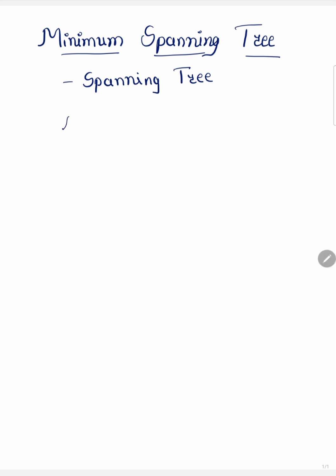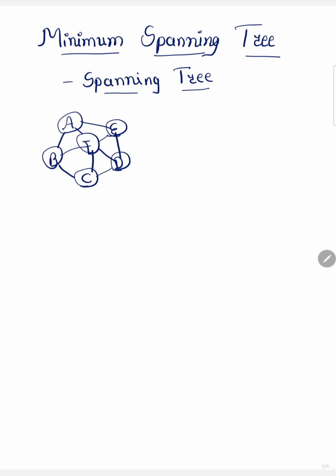So let us say I'm having this graph, and all the vertices are connected to each other. So this is my undirected graph, right? If I talk about a spanning tree, it's a kind of a tree. That means it does not contain any cycle, right? But all the vertices should be connected, right?